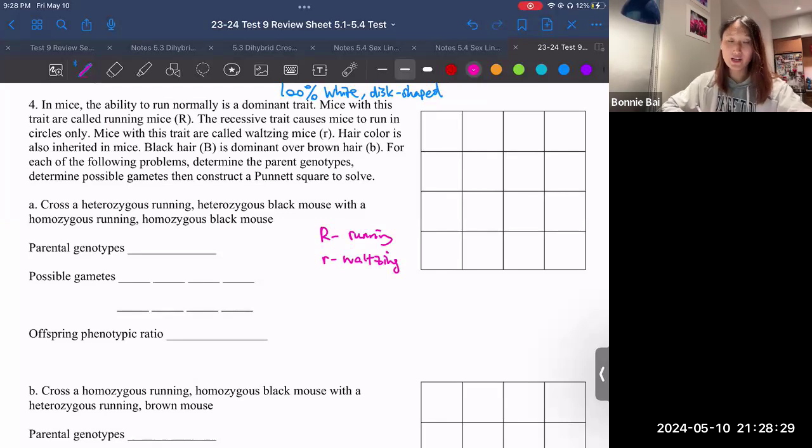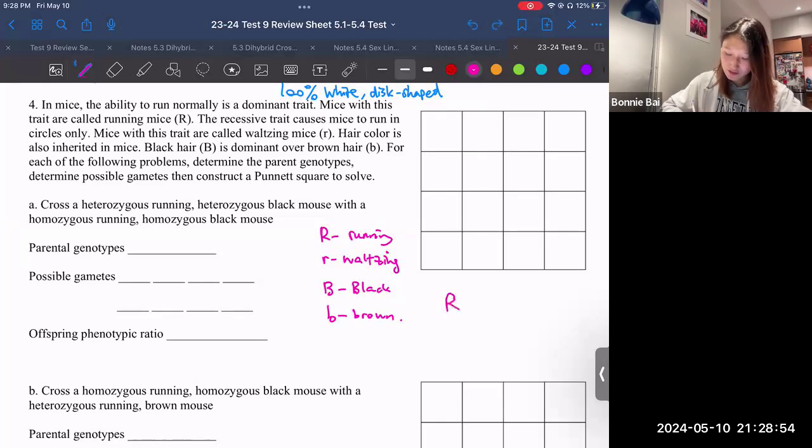Hair color is also inherited. We have big B, which is black hair. We have little b, which is brown hair. Cool, I got my letters. I'm ready to go. They're not X-ing. Let's go. We're crossing a heterozygous running heterozygous black mouse. Okay, I shouldn't be laughing at the running mice.